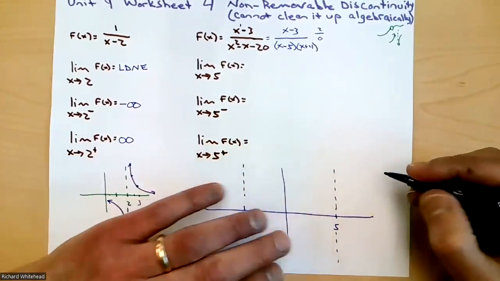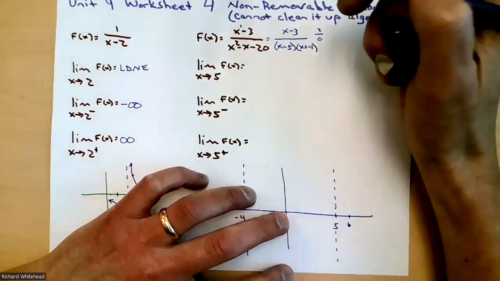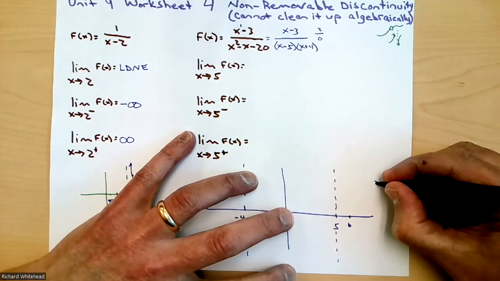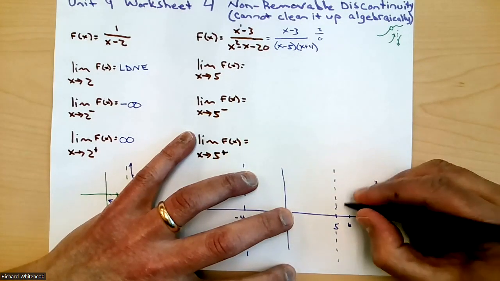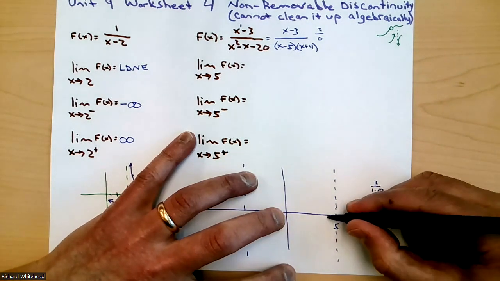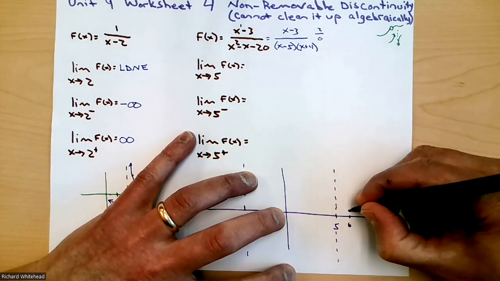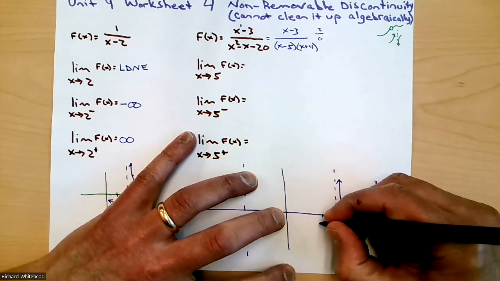So I'm just going to ignore this. So let's do some test points. If I plug 6 in here, I get 3 over 1 times 10, so 3/10, so about right here. So I'm thinking, wait a second, if the horizontal asymptote was 0 and this point is above, then chances are it's curving up like that. Let's see if that works over here.